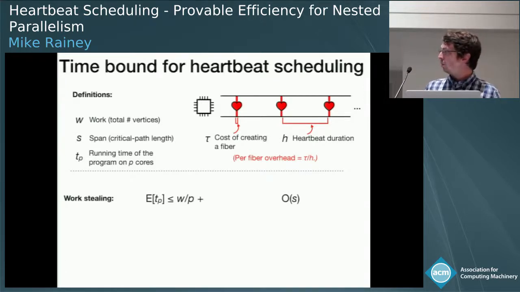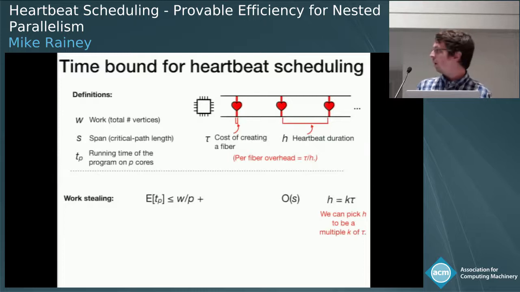And there's also h, which is the heartbeat duration. We typically pick h to be a factor k of tau. We'll see why that is in a second.